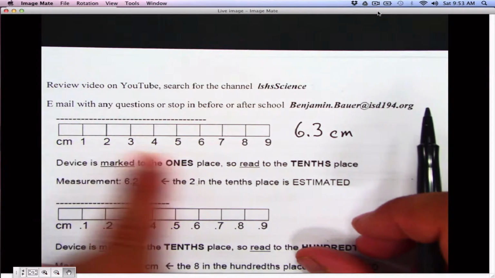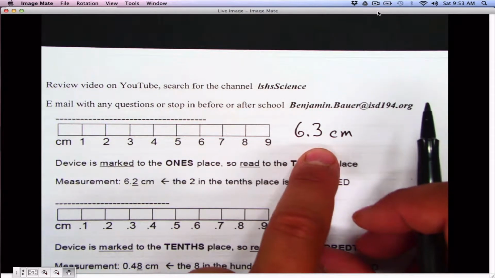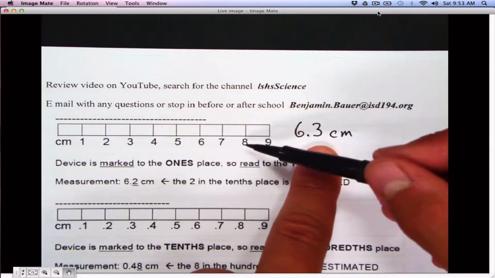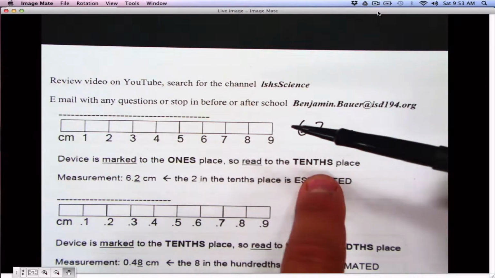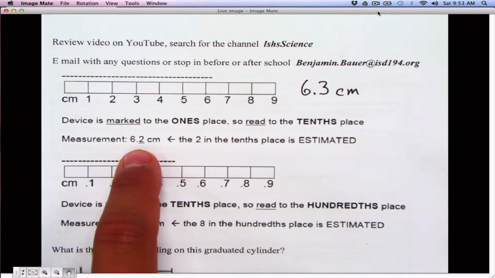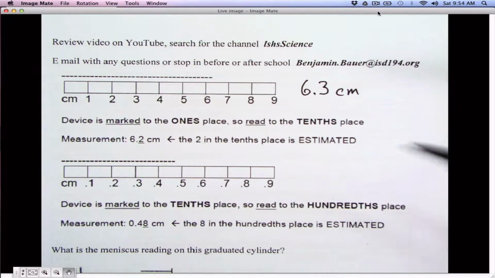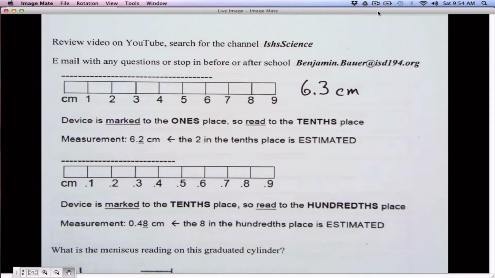This is measuring to the ones. I estimate, or round. Estimate would be a better way of saying it, one unit smaller than what this device is marked. The device is marked to the ones, so read to the tenths. So 6.2. Ooh, that was good. I was right on. 6.2 would be a good measurement. 6.3 would be allowable too. 6.2, 6.3, those would be really good. 6.4, 6.5, you're not really seeing things right. 6.1 would be too small. 6.0 would be even smaller.